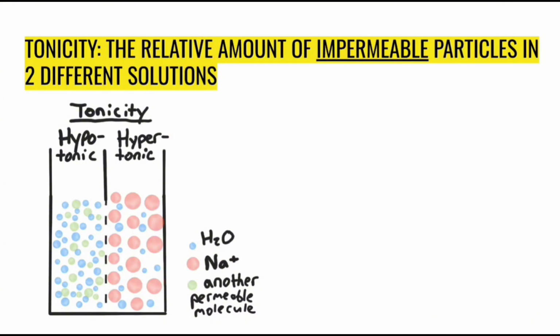On the other side, we have water and we have something that cannot diffuse. In this case, it's sodium. So sodium is not able to diffuse to the other side down its concentration gradient. So if we allow enough time, what sort of things will happen?